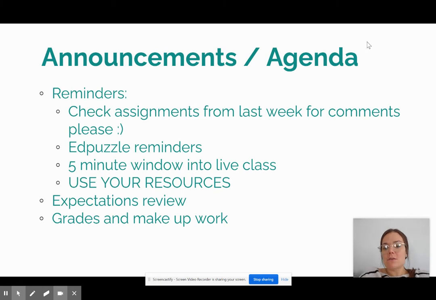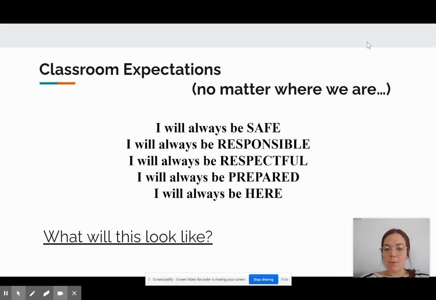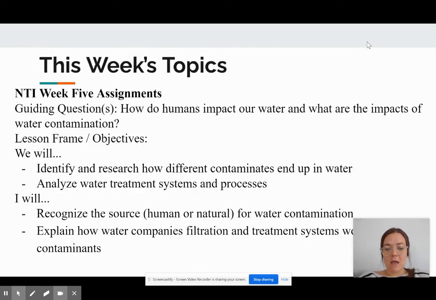Like yesterday, I was helping a student with writing a reflection question, and I guided them to go and look at their previous notes to help them out. Remember, you have those things, you've done the work. Take advantage of it and use it. Remember our expectations to be safe, responsible, respectful, and prepared as students.